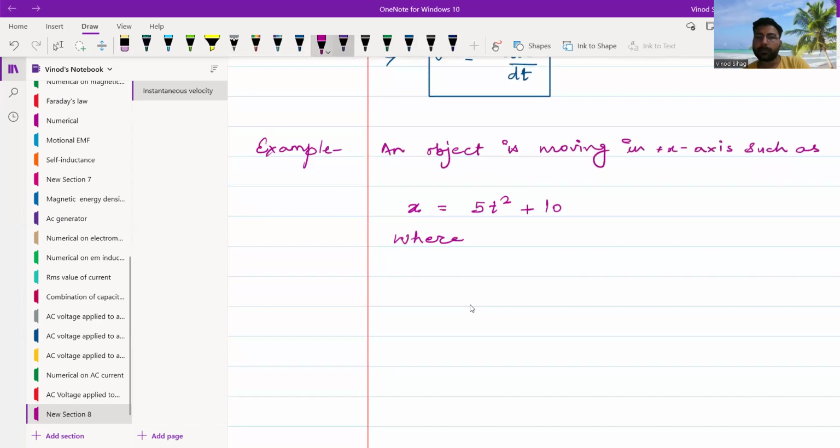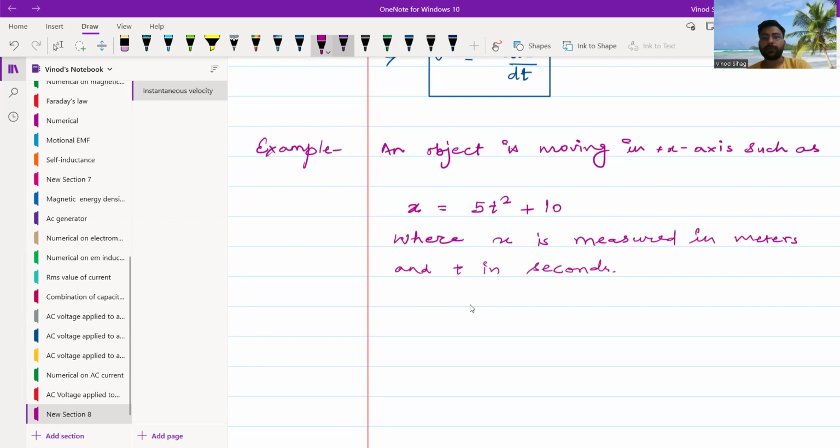where x is measured in meters and t in seconds. That means t is time and x is the position of the object which is moving towards the positive x-axis.